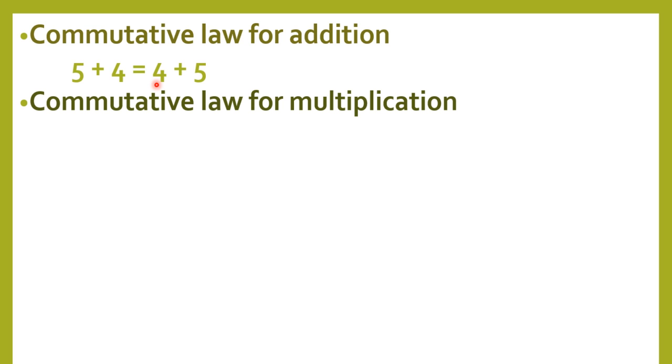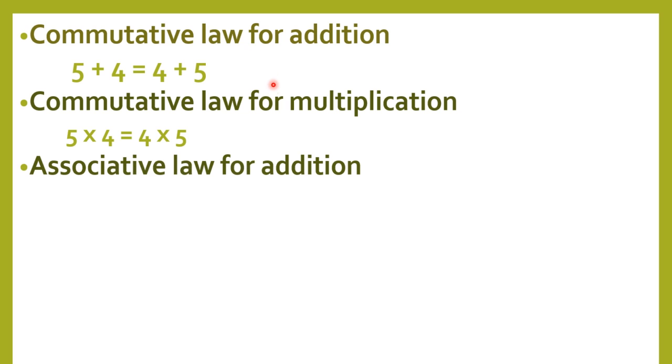Similarly, in commutative law for multiplication, we just swap the number and get the same answer. 5 multiplied by 4 is equal to 4 multiplied by 5. This is the commutative law for addition and multiplication, in which we just swap the number and get the same answer.